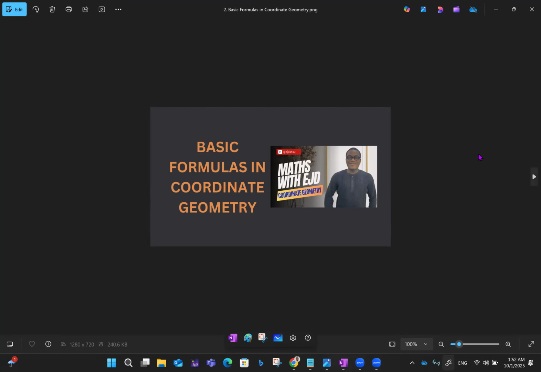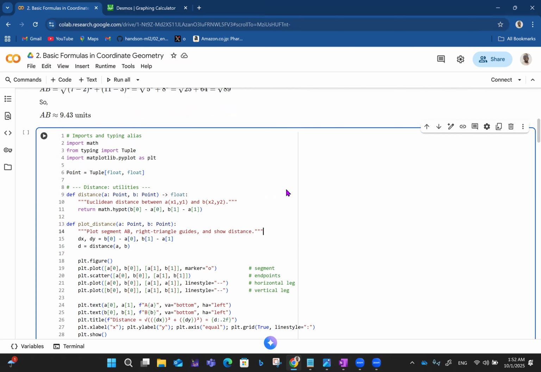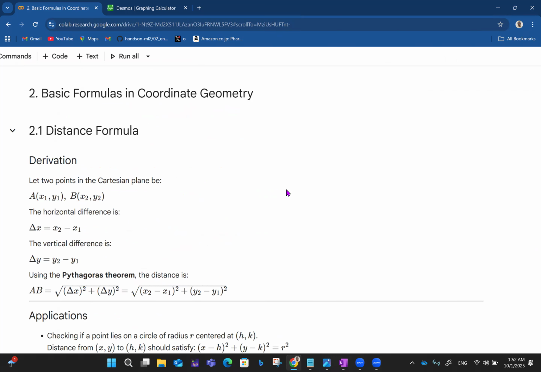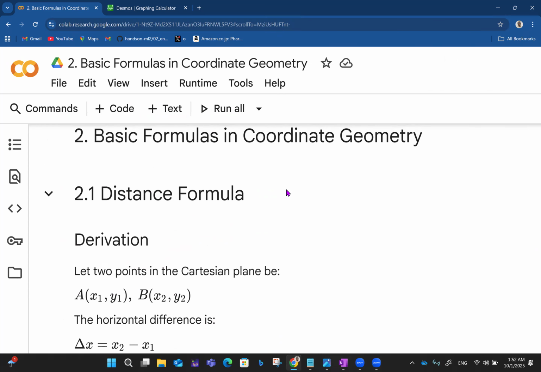This is the second video on coordinate geometry, and here we consider basic formulas in coordinate geometry. Basic formulas in coordinate geometry. So here we look at some basic formulas, straight to the point.